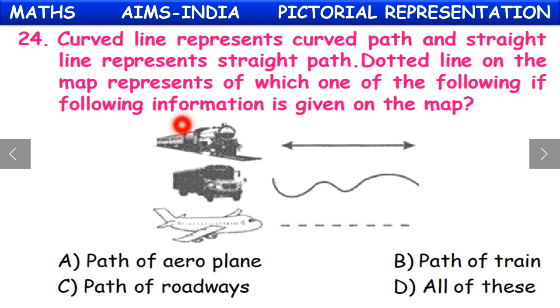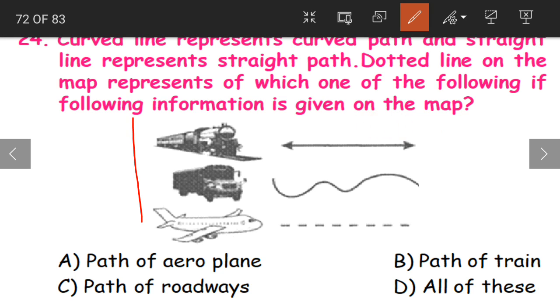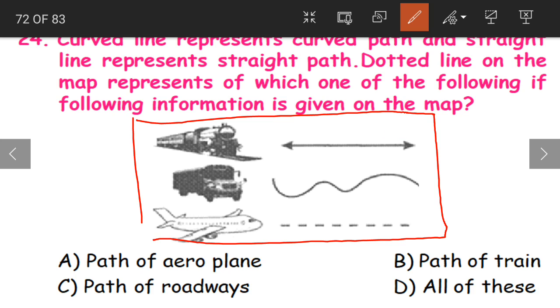Now, what does the dotted line on the map represent, if the following information is given on the map, children? Now they are asking us to find out about the dotted line. Which is the dotted line here? This one. Yes, it is in the form of dots. This is our dotted line.